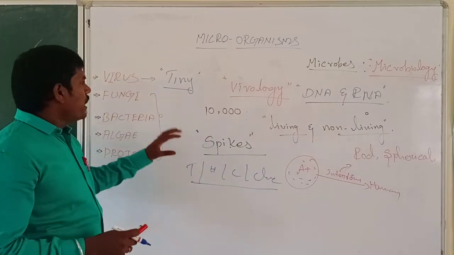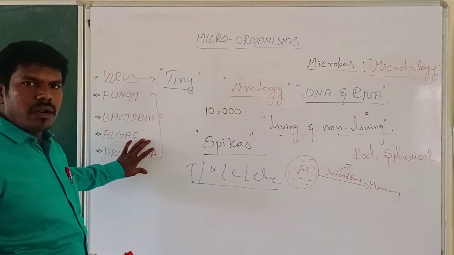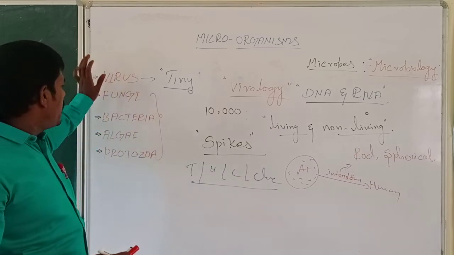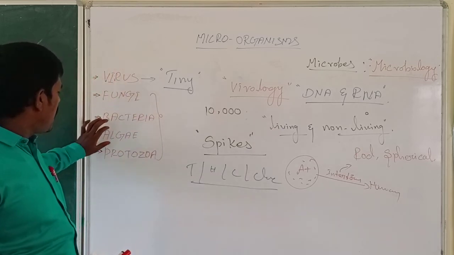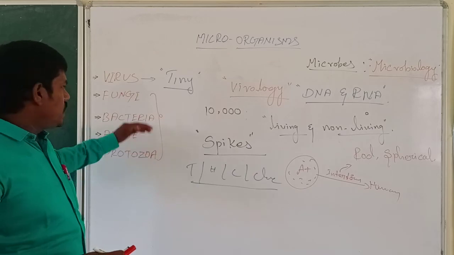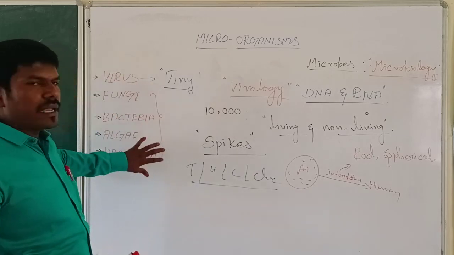Understood? And there are 5 categories of microorganisms we have classified. First virus, second fungi, third bacteria, and algae, and protozoa. You can check and write, no problem. They are mentioned in 5 categories only.